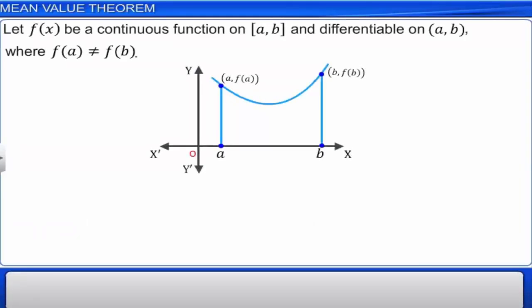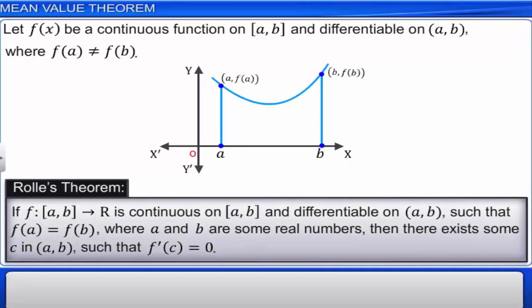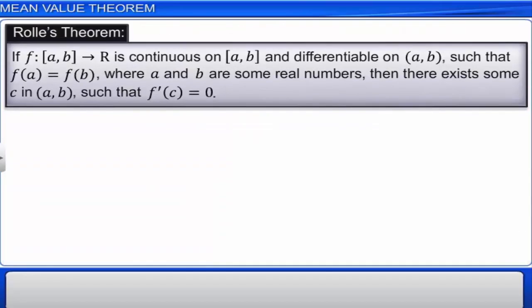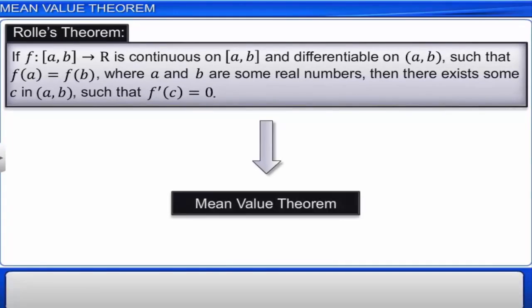Consider a function y is equal to f of x, which is continuous on the closed interval a, b and differentiable on the open interval a, b. The values of the function at a and b are not equal. Clearly, Rolle's theorem is not satisfied. However, this extends Rolle's theorem to an important fact, which is known as the mean value theorem.